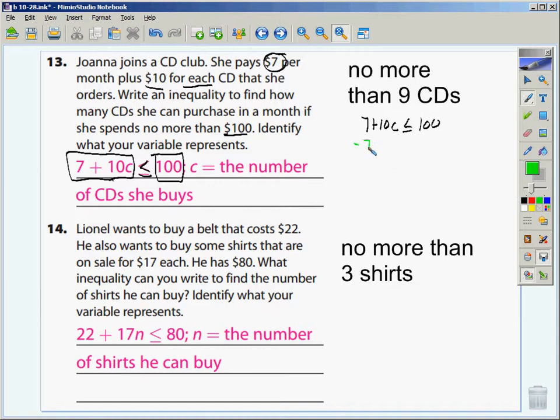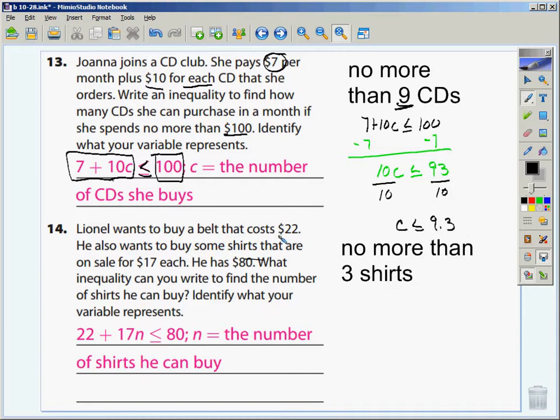I'm going to subtract 7 from both sides. I have 10C is less than or equal to 93. I'm going to divide both sides by 10. C is less than or equal to 9.3. Can I buy part of a CD? No. Which is why it says I can't buy more than what? 9. That decimal part would drop off.